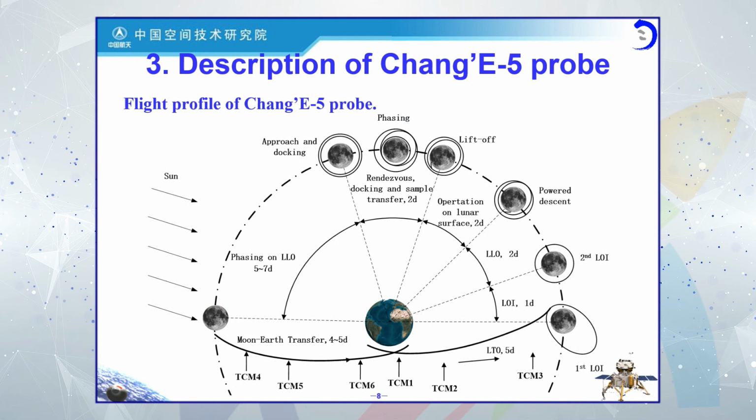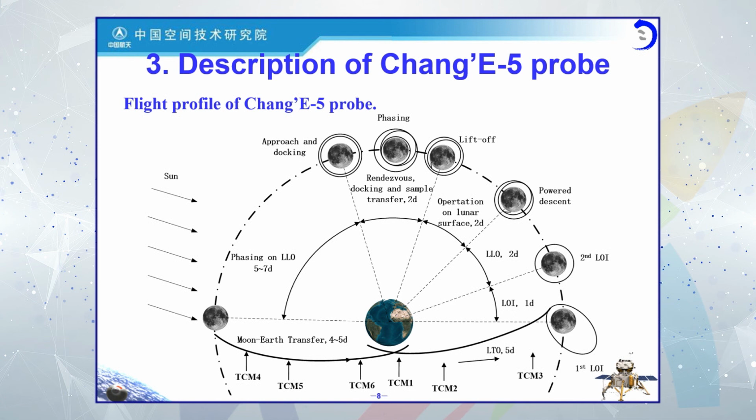On the lunar low orbit, there will be about 2 days of preparation for the powered descent of the complex of the ascent vehicle and the lander. After soft landing, there will be 2 days for the complex of the ascent vehicle and the lunar lander on the lunar surface to finish the sampling and scientific exploration.